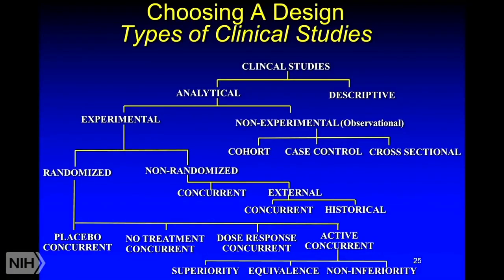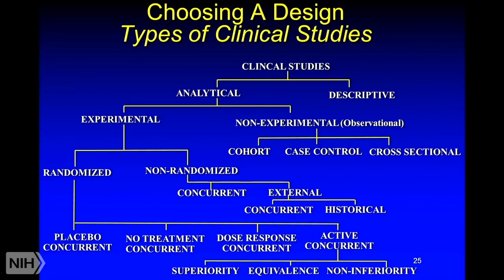And then finally, there's a cross-sectional study which doesn't have any time component. It just looks across the data at one particular point in time. Experimental studies can be divided up into two types, those that are randomized and those that are not randomized.